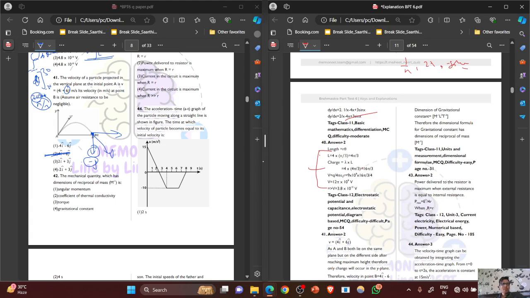Mechanical quantity which has dimension reciprocal of... okay, it is asking reciprocal of M inverse. The reciprocal of mass is M inverse, which has dimension M inverse. Therefore, the dimensional formula of gravitational constant has a dimension reciprocal to M inverse.